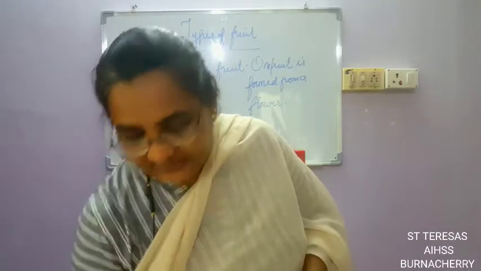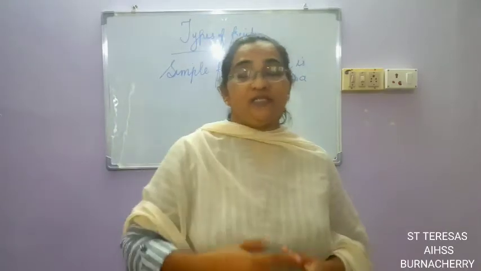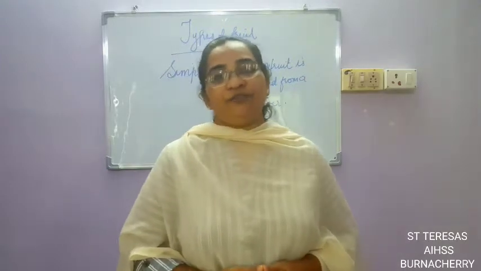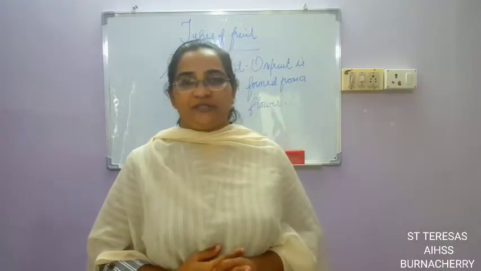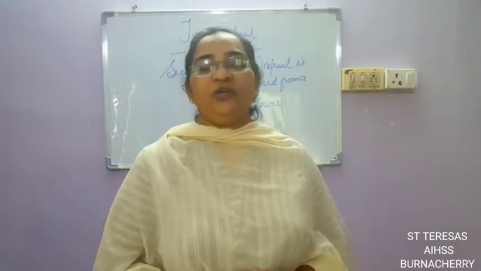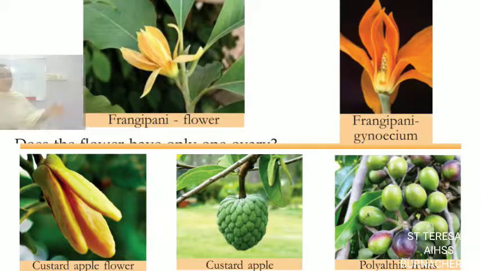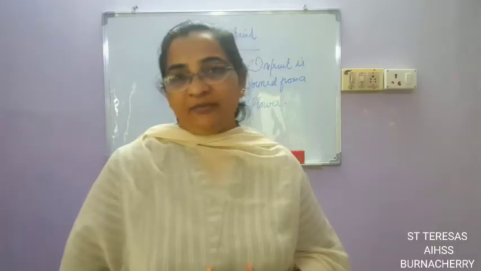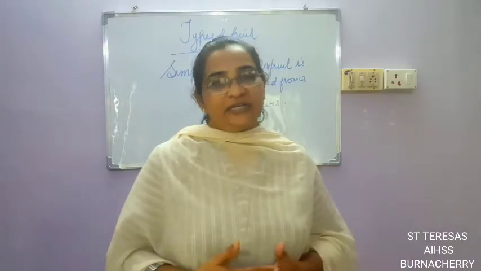Now, you will be thinking, why is the teacher telling a single ovary, single ovary? Don't all the flowers have single ovaries? No. All the flowers do not have single ovaries. There are flowers which contain more than one ovary. For example, look at this picture. I don't have a flower here. In your textbook it is given frangipani. Frangipani and custard apple are flowers which have more than one ovary, but it is not blooming time now. So that is why I could not get a flower.